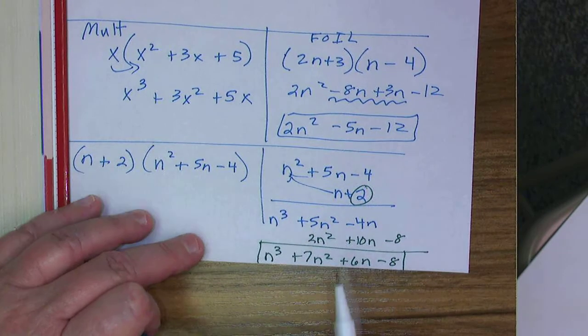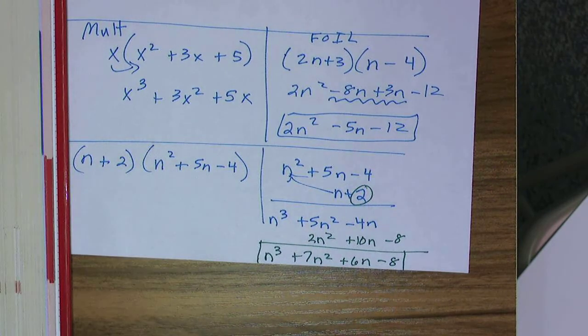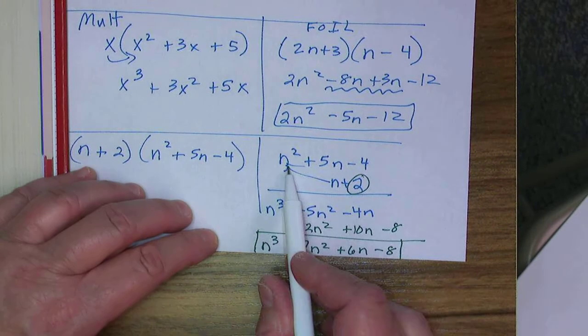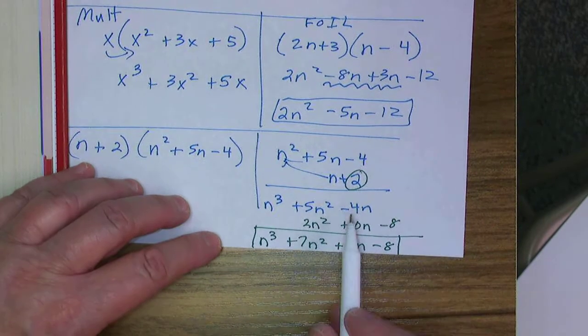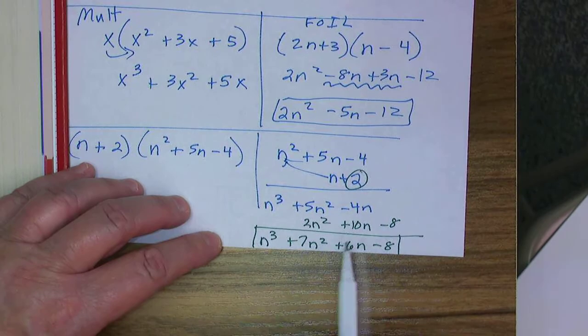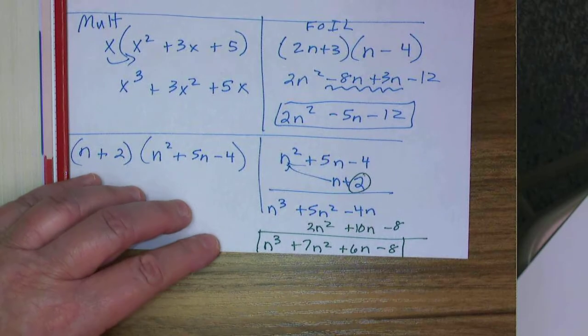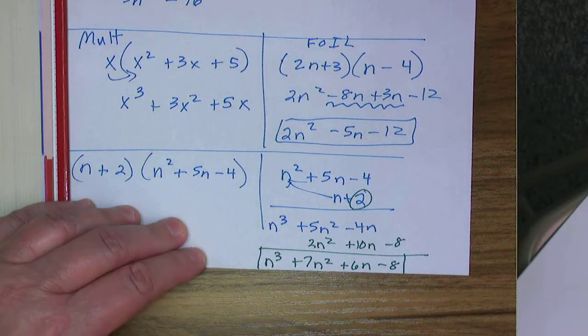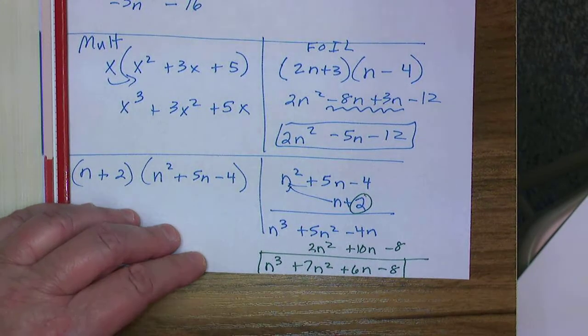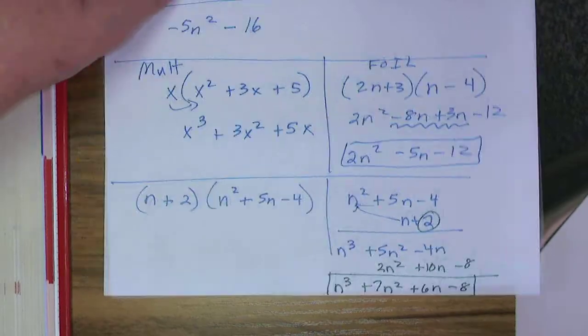Always go back and double check what you've multiplied. Remember, we frequently say we're all human, we make mistakes. N cubed, 5n squared, minus 4n. 2n squared, 10n, negative 8, and then double check your addition. Remember, most math problems, you can check it before you actually turn it in for a grade. So that is pretty much the multiplication.